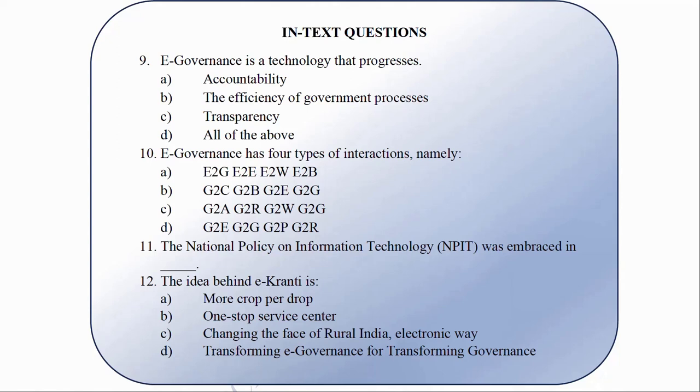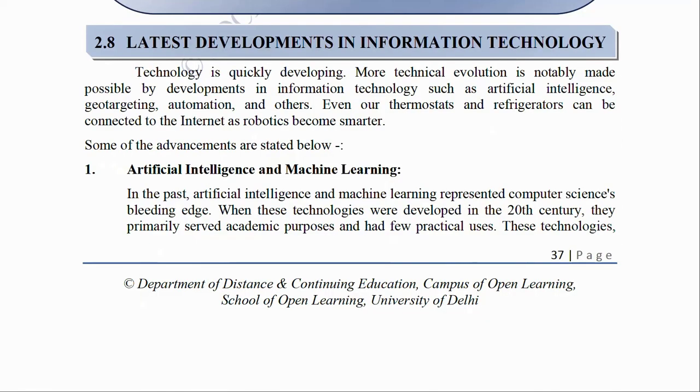Question number 11. The National Policy on Information Technology was adopted in dash. Question number 12. The idea behind e-Kranti is A. More crop per drop. B. One-stop service center. C. Changing the face of rural India, the electronic way. D. Transforming e-governance for transforming governance.